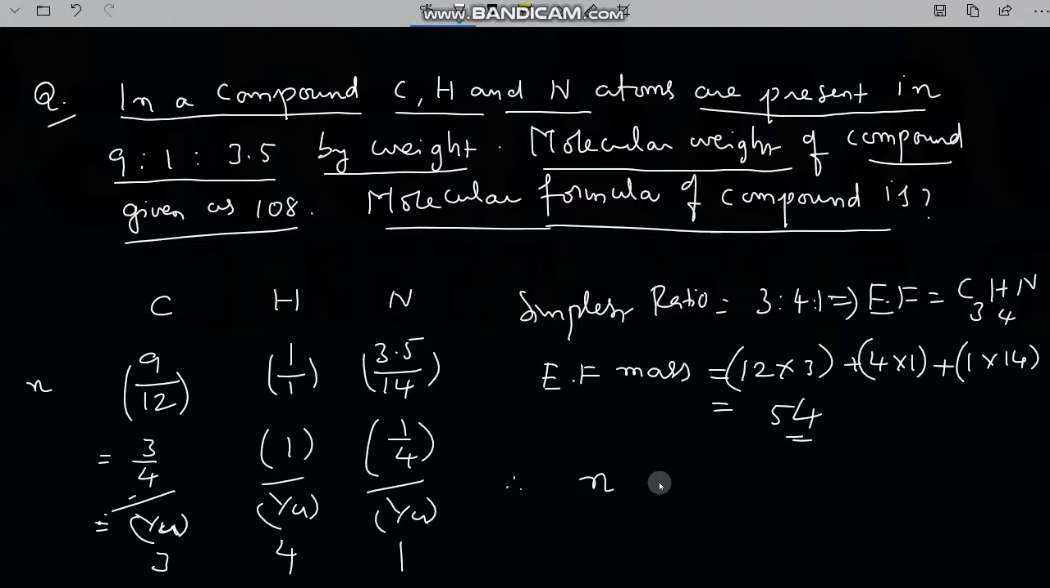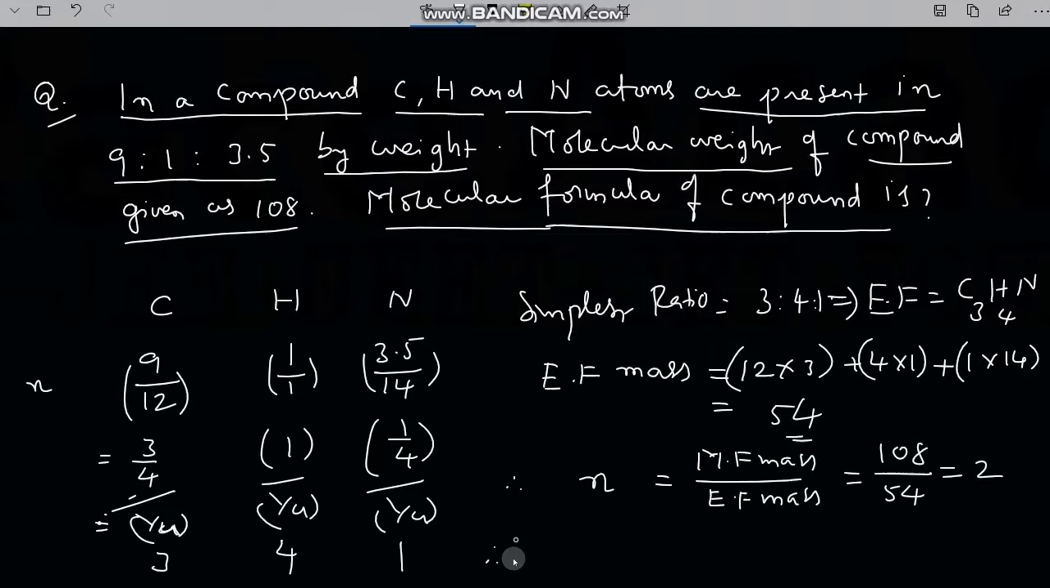Now what is n? n is equal to the molecular formula mass by the empirical formula mass. Already it is given that the molecular formula mass is 108. We got the empirical formula mass as 54. So the n value we got is 2. So what is the molecular formula of the compound? The molecular formula of the compound is the empirical formula raised to n.